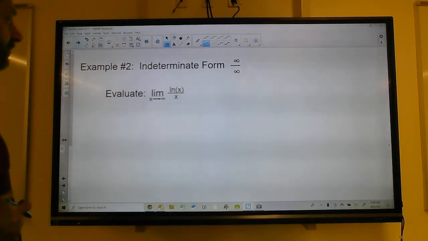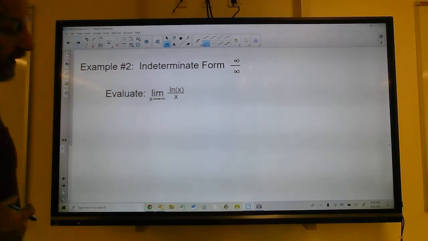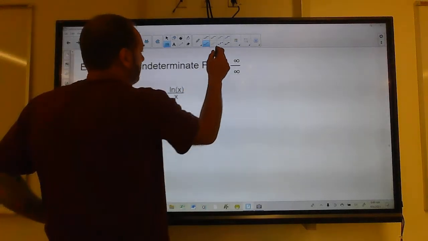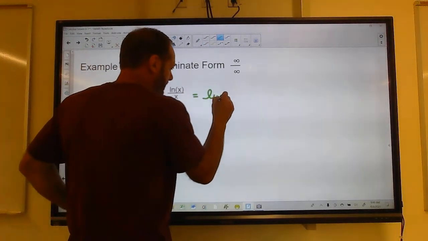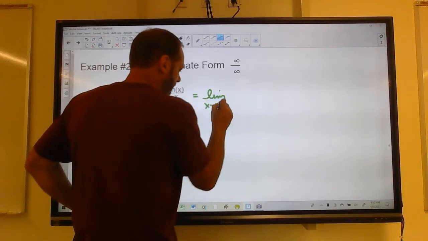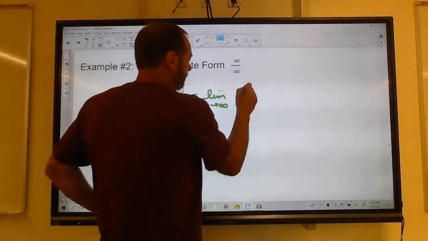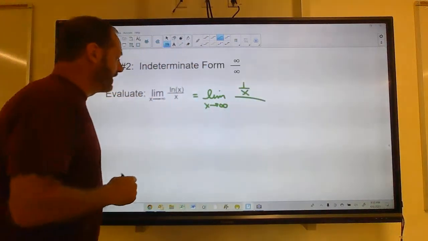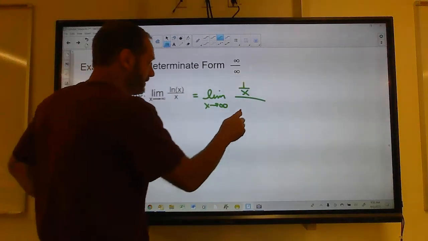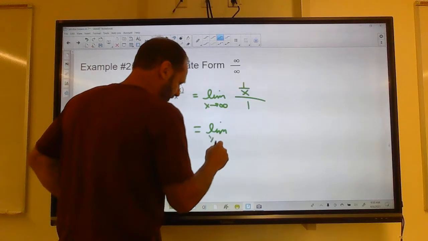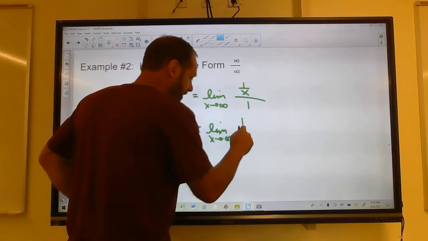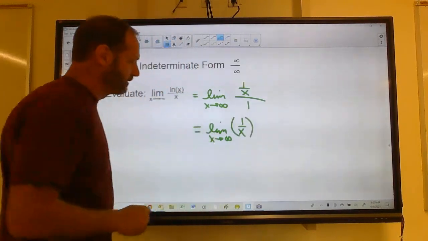Okay, so I've got an indeterminate form. All right, so we're going to take the derivative of the top. So this will equal the limit as x goes to infinity. The derivative of natural log of x is 1 over x, and the derivative of x is just 1. So this is the limit as x goes to infinity of 1 over x.